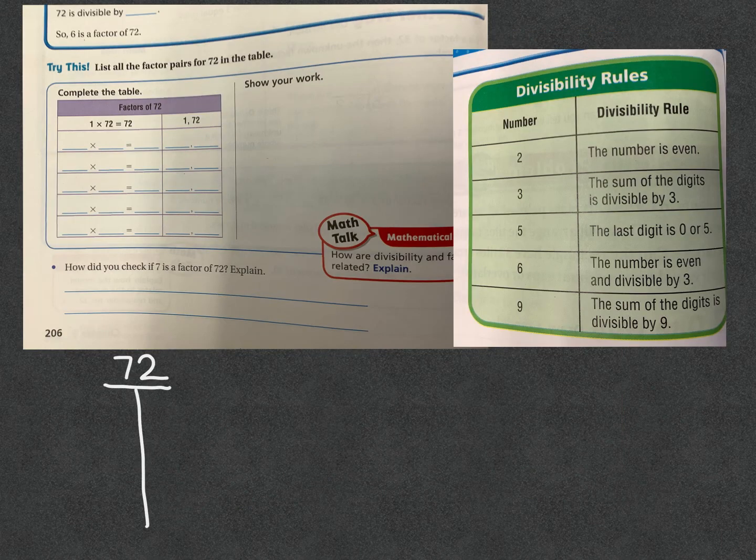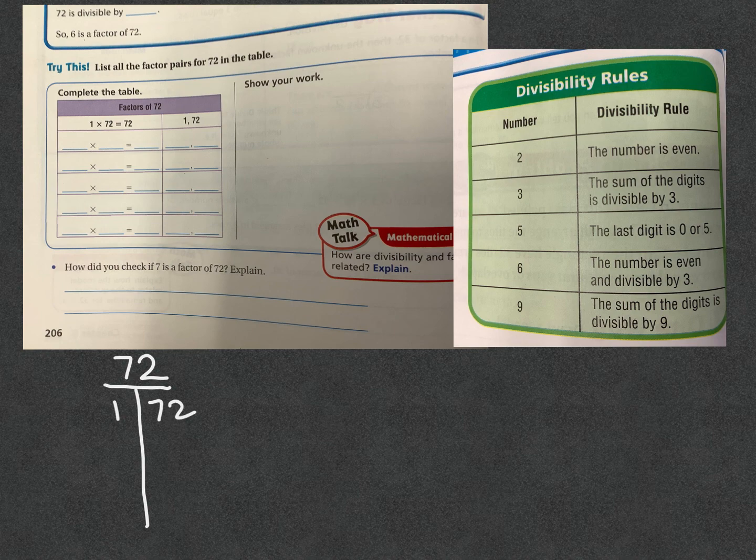Okay, so we'll do the try this. They want us to list all of the possible factor pairs for 72 in the table. I went ahead and wrote it the way I tend to do it as well, and I put the divisibility rules here. And now you'll see how those are useful to you if you have to find the factors of these numbers. So we already know 1 times 72 is going to equal 72, so 1 and 72 are factors of 72. We knew that.